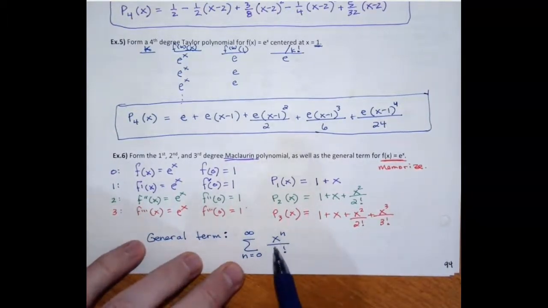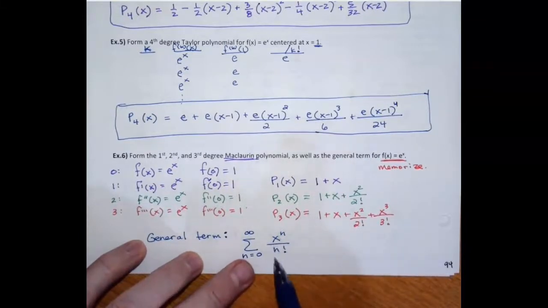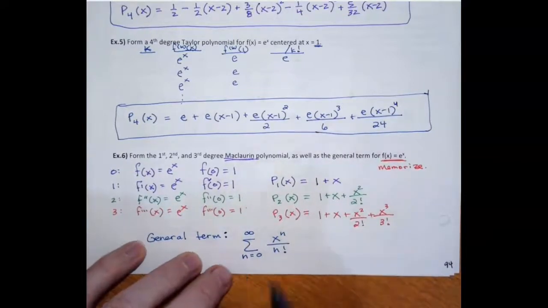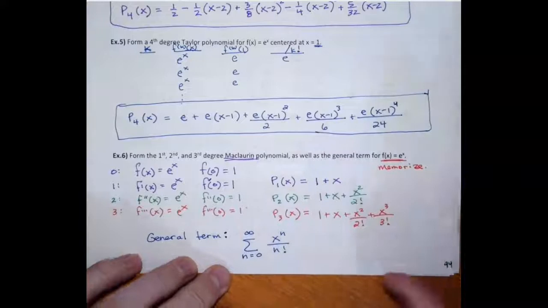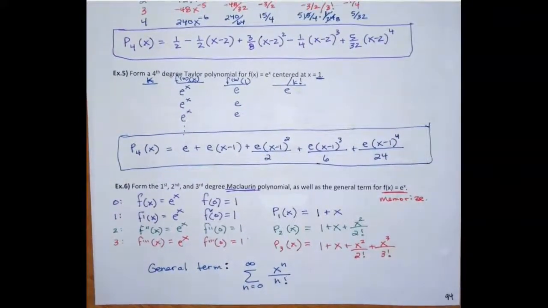So if you think about this, if we plug 0 in here, we get 1 over 1, which is 1. If we plug 1 in here, we get x over 1, which is x. If we plug 2 in here, we get x squared over 2 factorial. And so this is the formula for that pattern. So that hopefully will be easy to memorize.